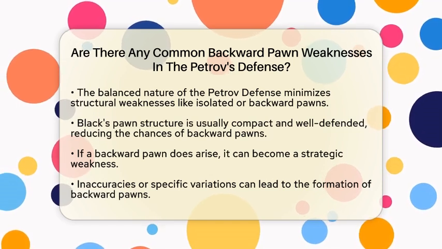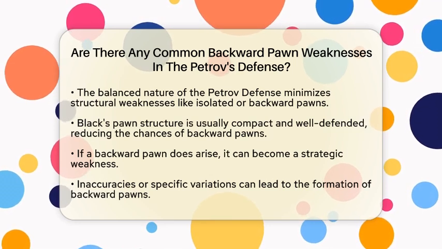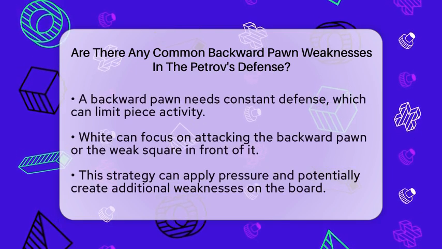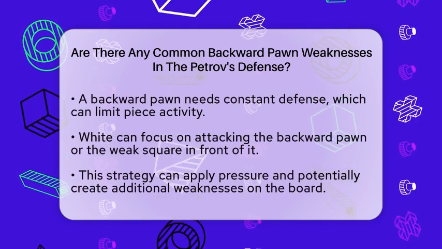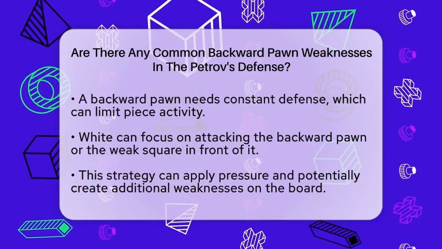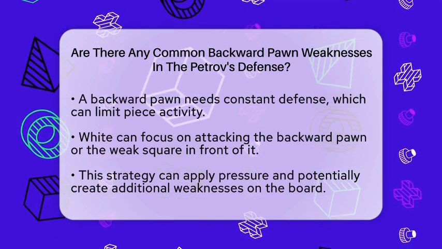However, if a backward pawn does show up in the Petrov defense, it can turn into a strategic weakness. This can happen due to inaccuracies or specific variations. When this occurs, the backward pawn will need constant defense from Black's pieces. This requirement can limit their activity and lead to a passive position.